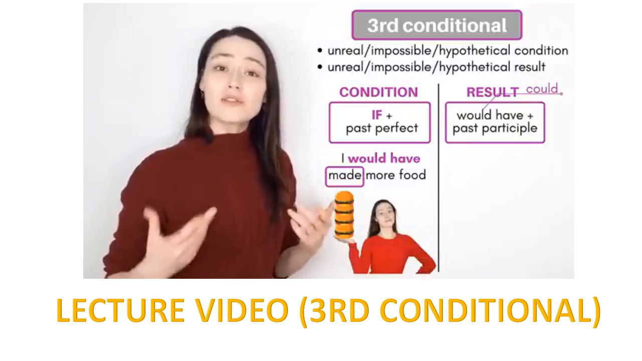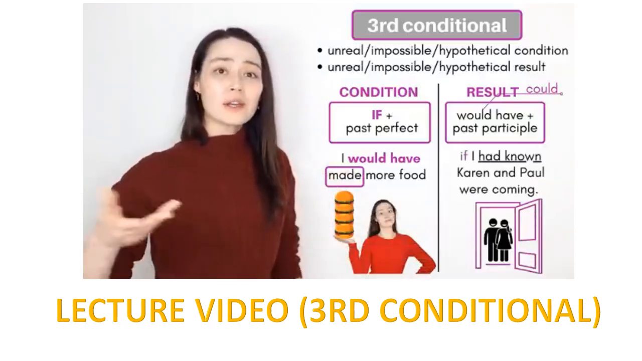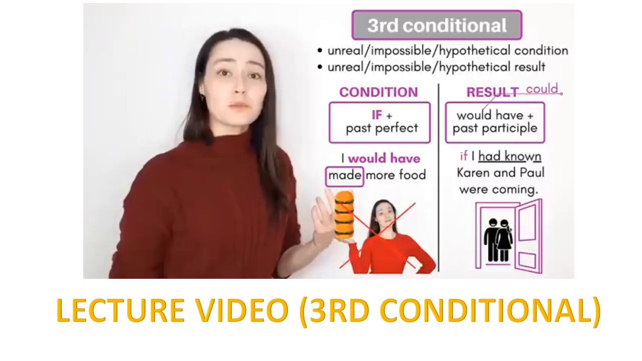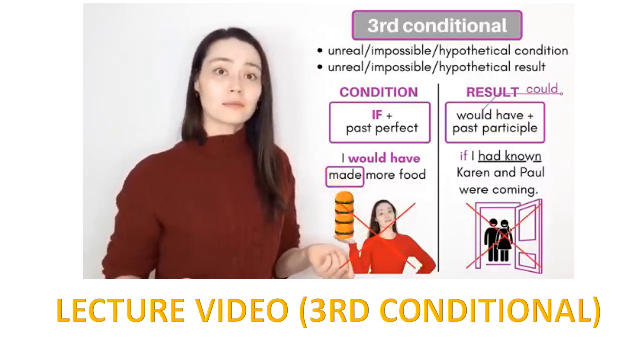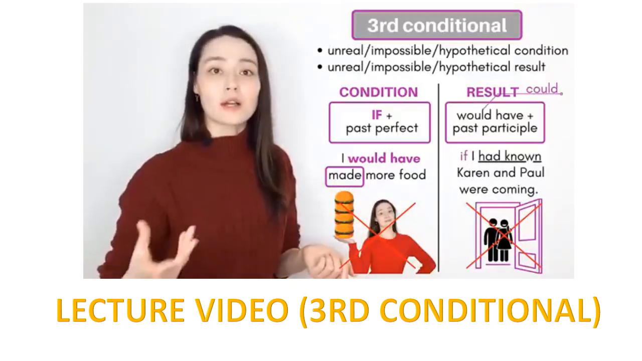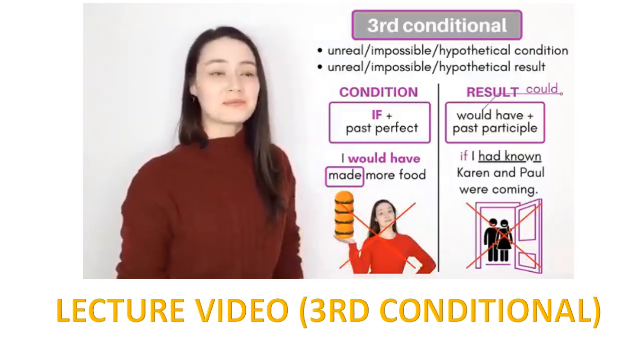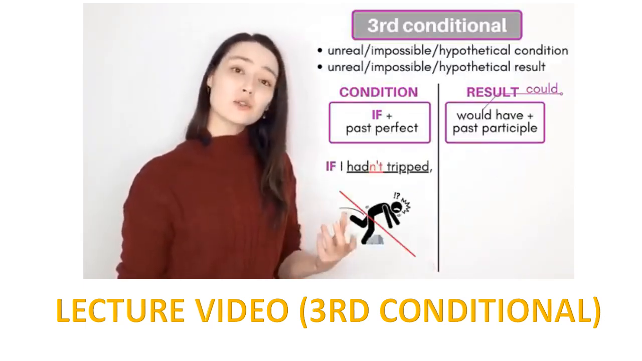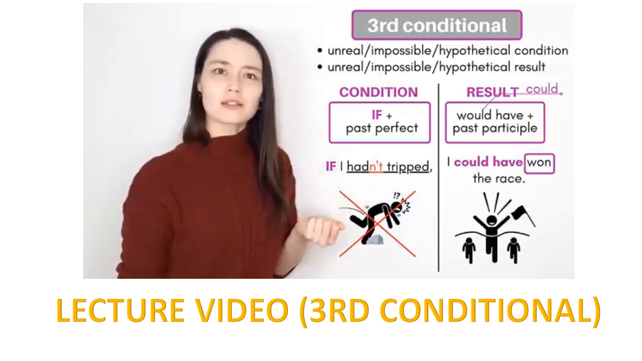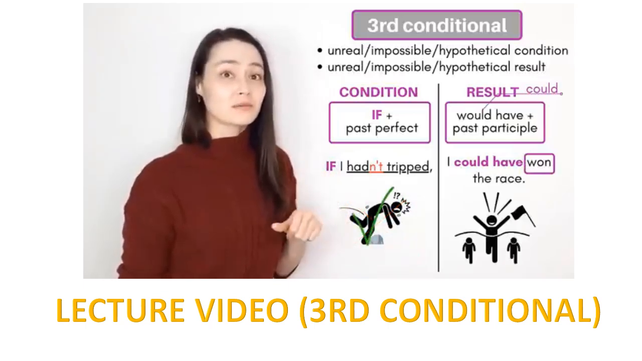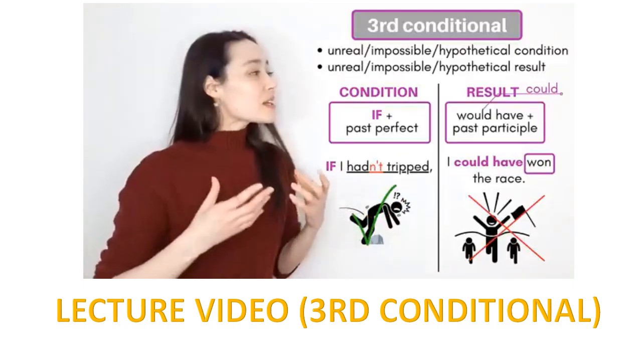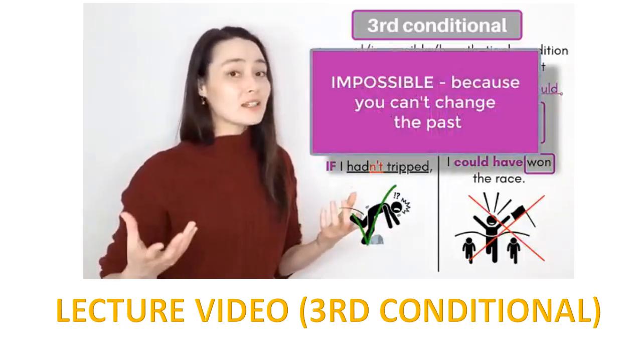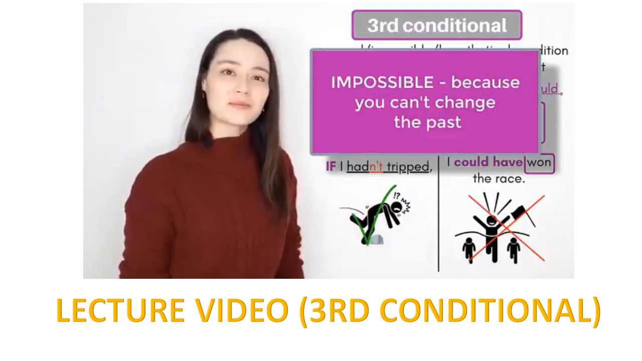I would have made more food if I had known Karen and Paul were coming. In reality, I didn't make more food because I didn't know they were coming. If I'd known Karen and Paul were coming, I would have made more food. If I hadn't tripped, I could have won the race. In reality, I did trip, so I didn't win. You can see all of these are impossible because you cannot change the past. Impossible past condition and their impossible result.